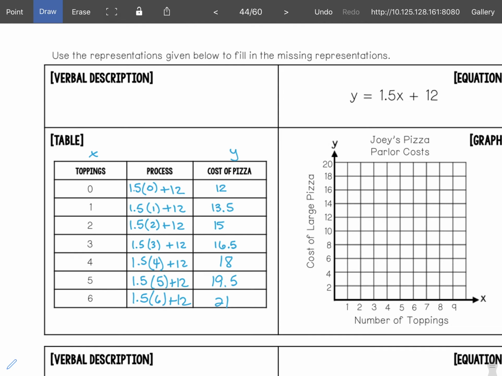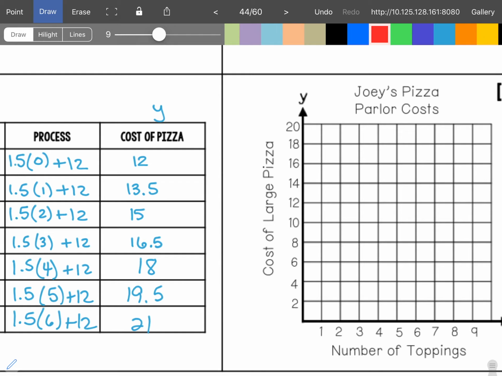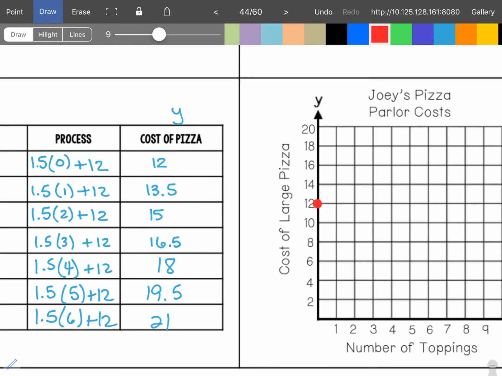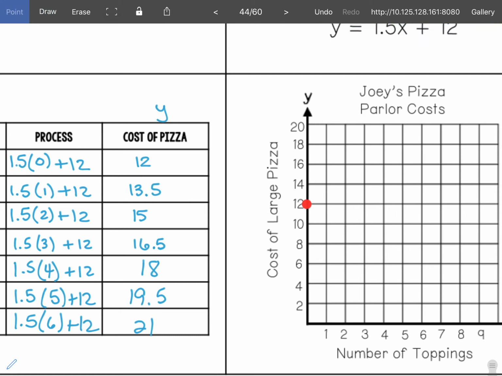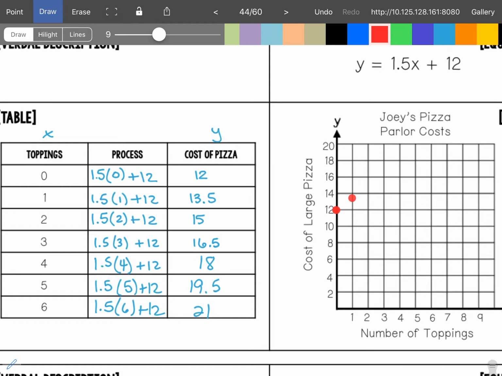Okay, so I think we can go over here to our graph and plot these. Oh, I better hurry, the battery's going to die. I know that we can plot the (0, 12), so we go to 0 and then straight up to 12 and put our dot. Then 1 topping is $13.50, so we go over to 1 and up to $13.50. Now, 13 is going to be right here between the 12 and the 14, so we have to go a little bit further, closer to the 14, so maybe right about there. And then 3 toppings is $16.50, so a little above the 16.